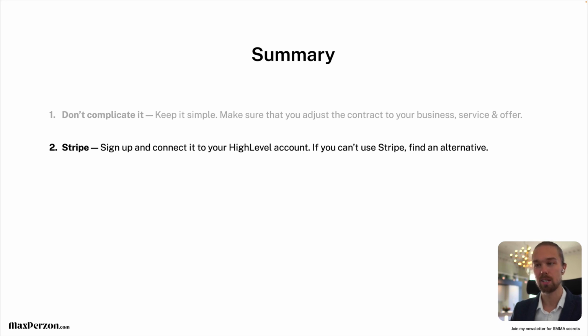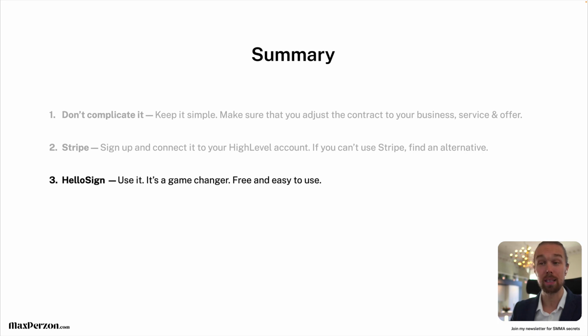Also, Stripe, sign up and connect it to your high-level account. If you can't use Stripe, find an alternative. Also, HelloSign, use it. It's a game changer. It's free and it's very easy to use. It's also the best way to be able to send contracts back and forth.